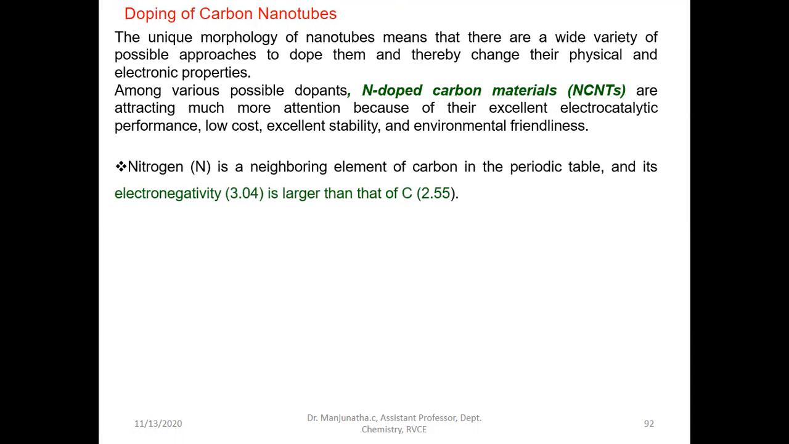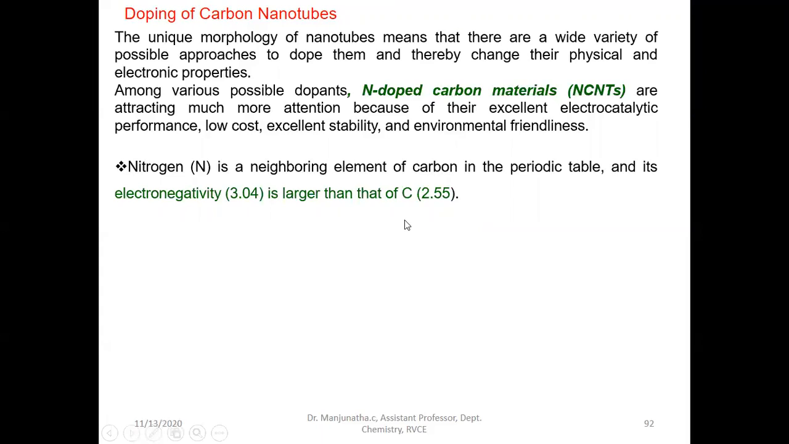There are various types of carbon nanotubes in which carbon has been substituted by different atoms. Mostly they have substituted carbon by nitrogen atoms, also called NCNTs, nitrogen doped carbon nanotubes. Why nitrogen? Because nitrogen is neighboring to carbon, it is pentavalent, and its size is almost the same as carbon. Hence, you can easily substitute a nitrogen atom in place of carbon in a carbon nanotube.